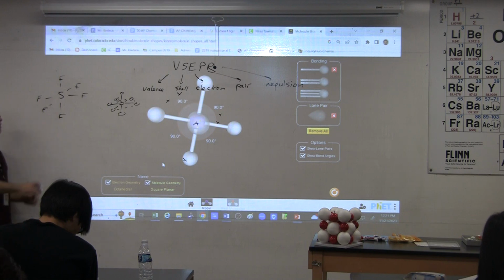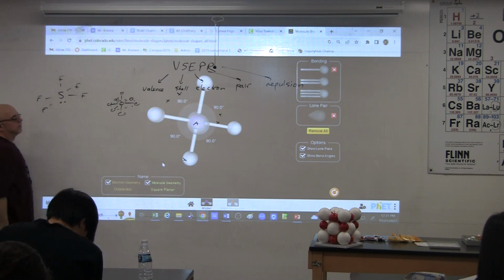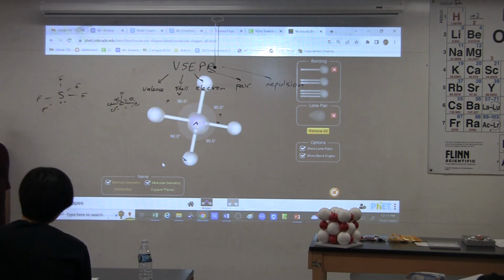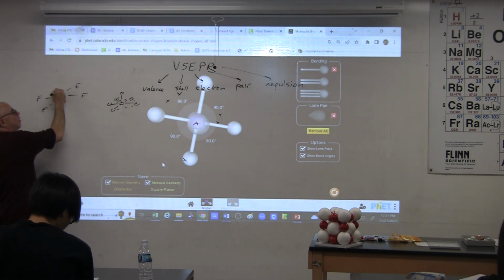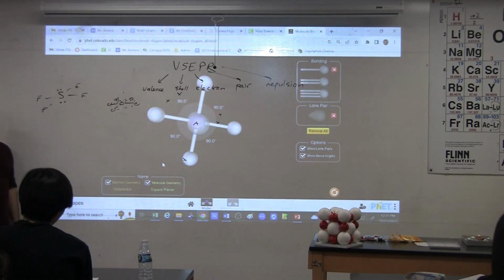Octahedral. Knock off one of these and put a lone pair. Now you've got square pyramidal. Knock off another one and put a lone pair there. Now you've got square planar.